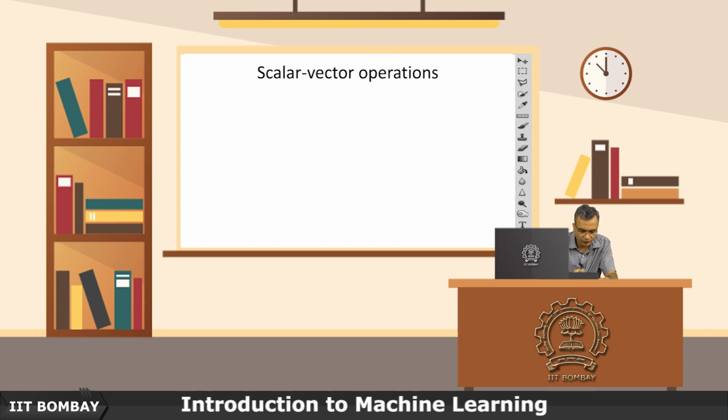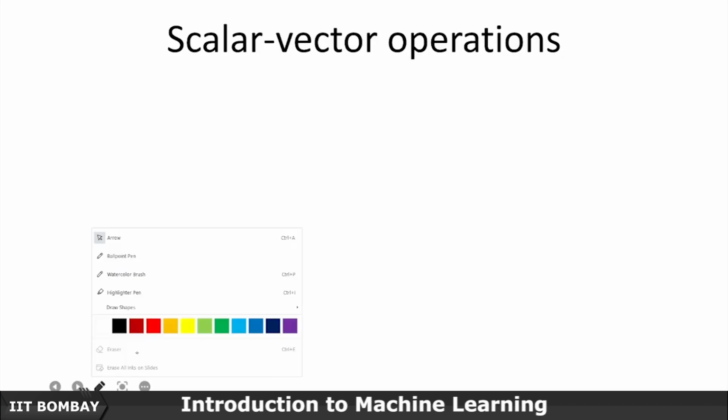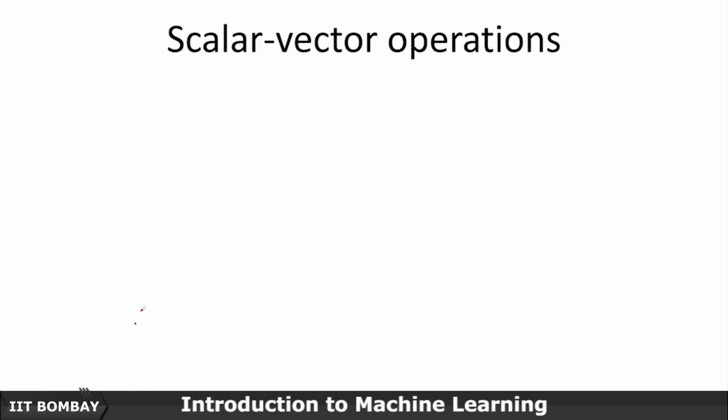So first let's revise some scalar and vector operations. As you know, a scalar is a quantity of one dimension. So let's say you have a scalar A. The way we represent it is that A belongs to the set of real numbers, which we will write as stylized R. So it's a single dimensional entity. This could be a negative number or a positive number.